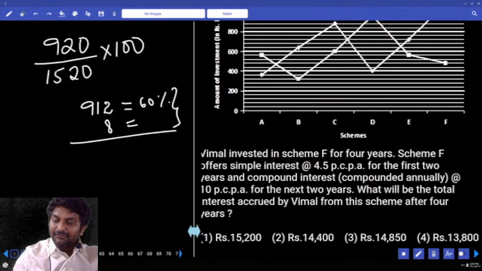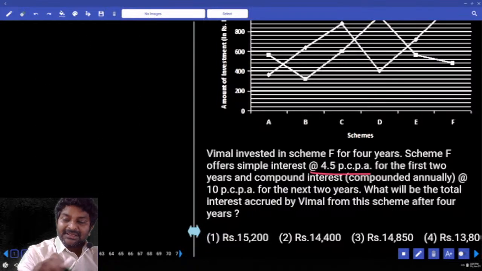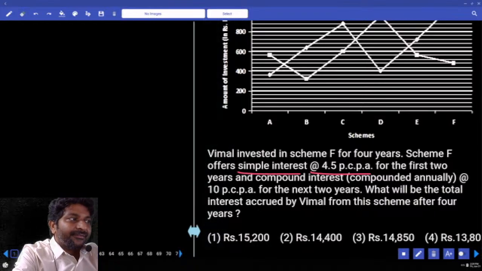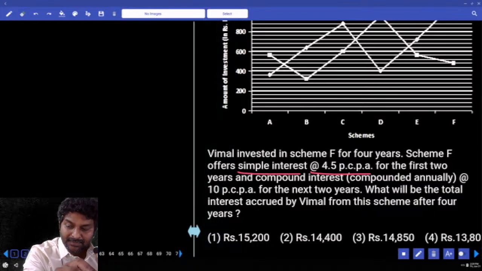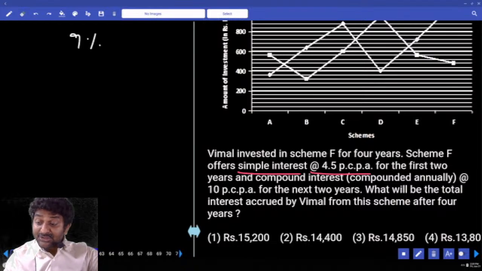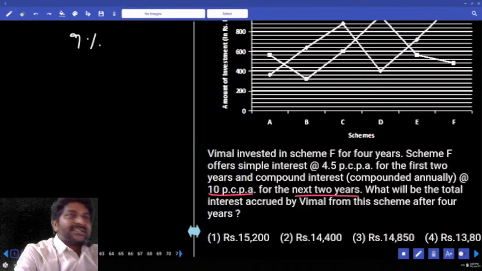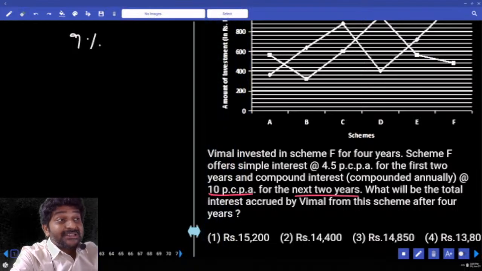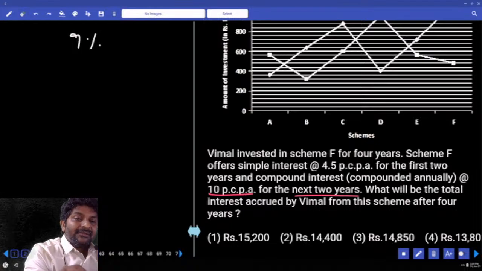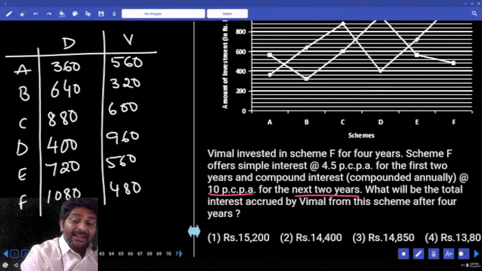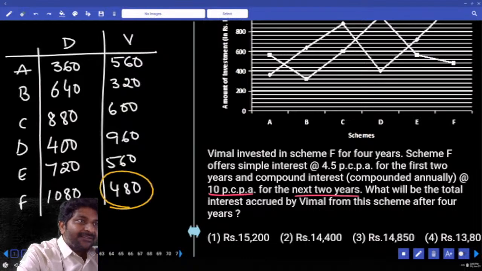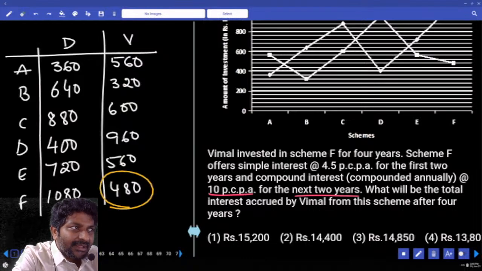Now, for the first 2 years, what is the interest type? Simple interest at the rate of 4.5. How much interest do we get? 9%. Next 2 years, compound interest at the rate of 10% per annum. How much interest do we get for 2 years? 21%. Then total 30%, calculated on this number only. And this value itself is called 1%? Yes, sir. That is 1%.